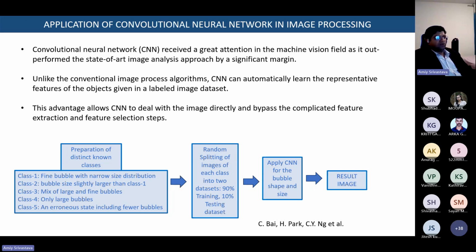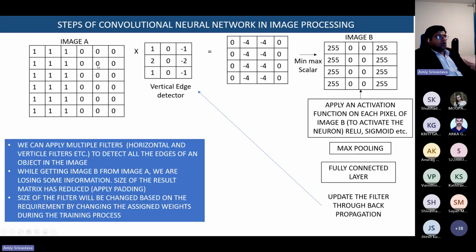Because we are running out of time, I have to move on. I cannot explain the diagram here. Now I want to talk about the steps of a neural network here. So suppose this is our image, and we have to resolve this image.